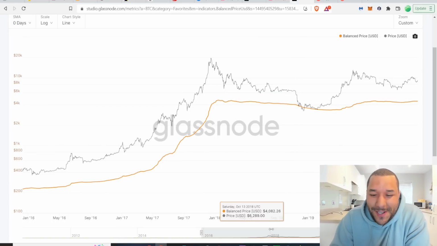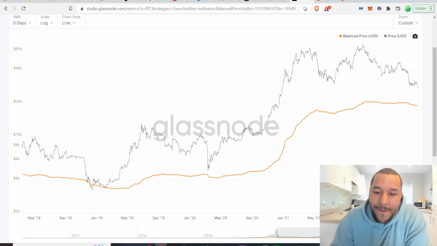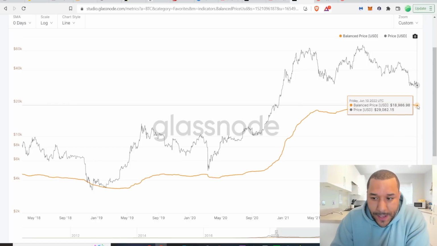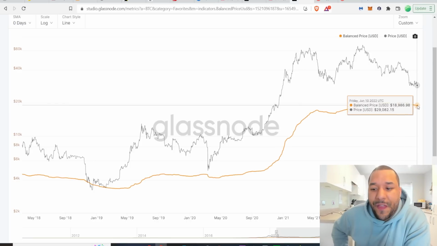Let's shimmy forward, see where we are today. Well, right now, today, this is where we are. We're nowhere near the bottom. According to this, where is the bottom? Well, according to this, it's got to keep it real. We could see Bitcoin come right down to $18,900, and that could very well be the bottom for Bitcoin.